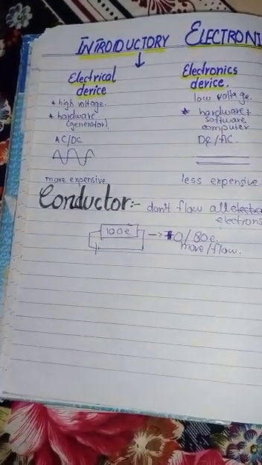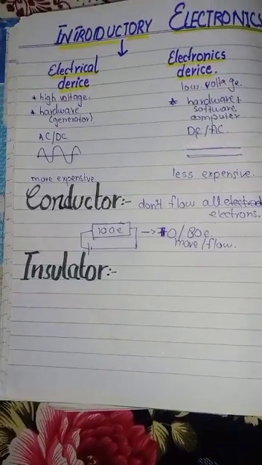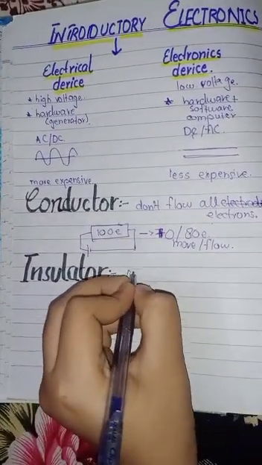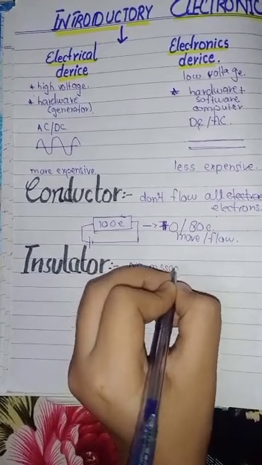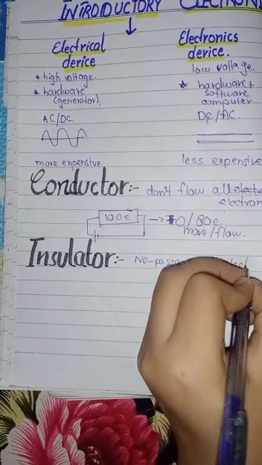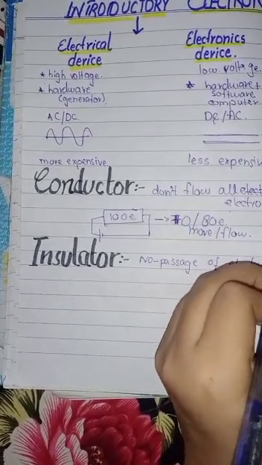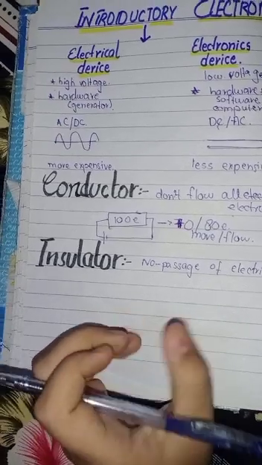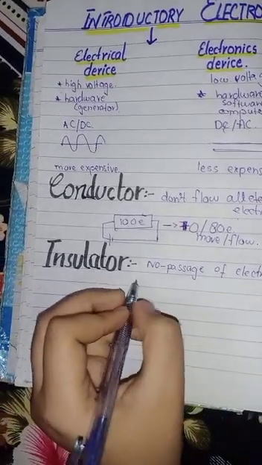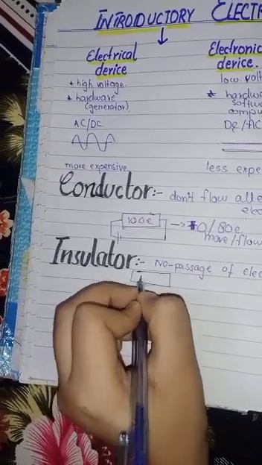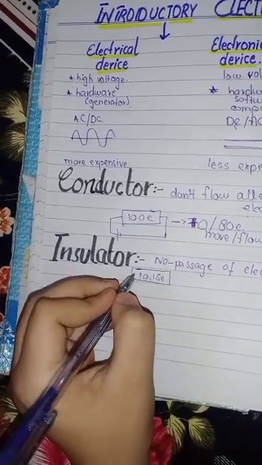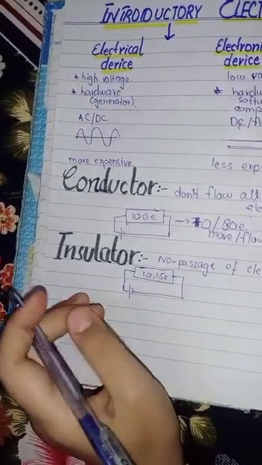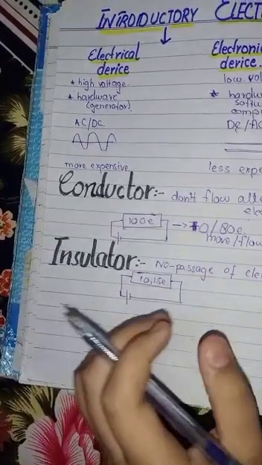Okay, so now talking about the insulator. Here an insulator means there is no flow of electrons or no flow of electricity, no passage of electricity. Okay, somehow some electrons flow but very slowly, in the form of static electricity, so that cannot affect our body. Like here we have only 10 to 15 free electrons, and these are connected with the battery. So they will move, but very slowly.